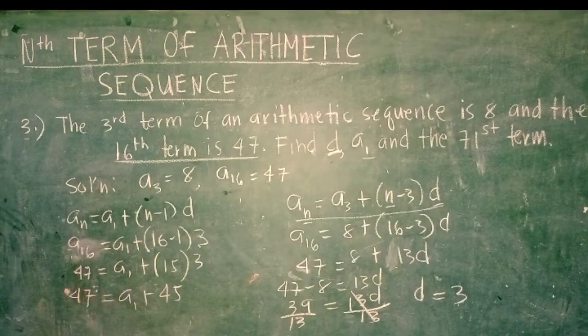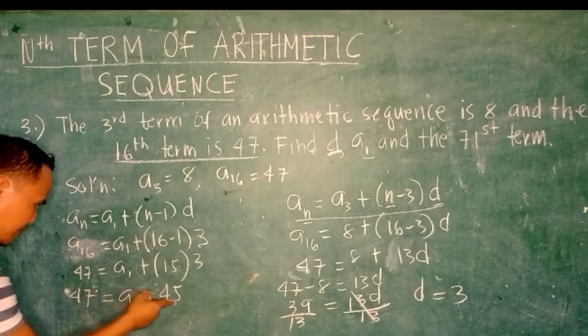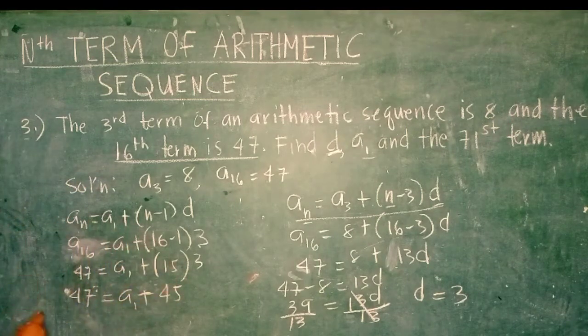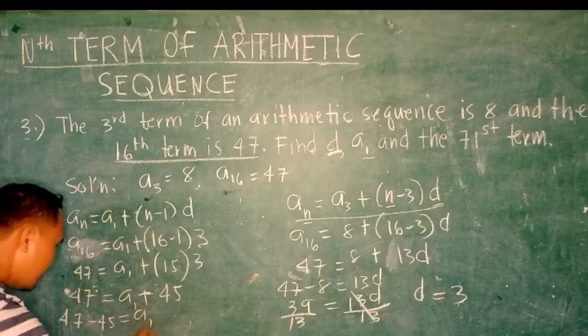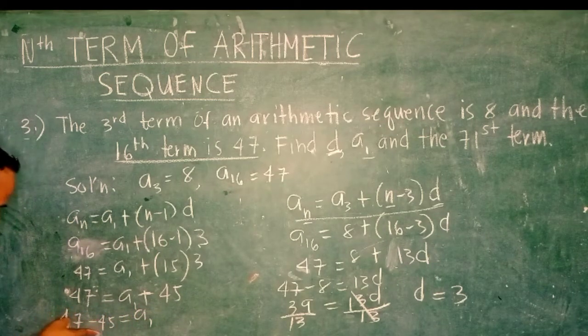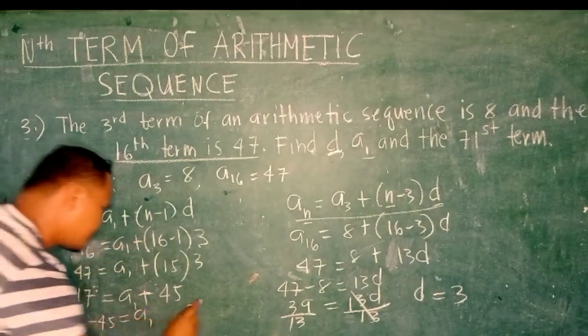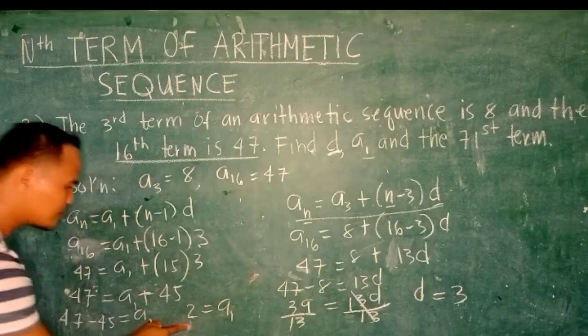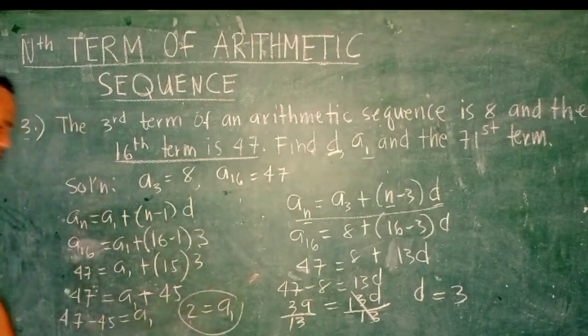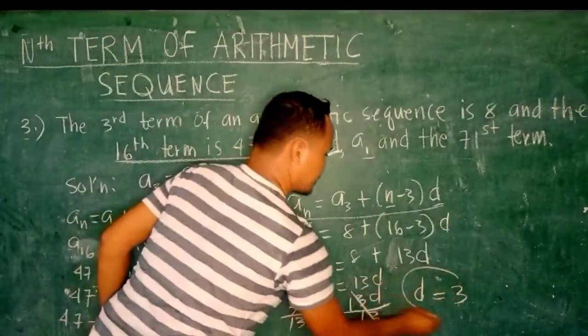So a sub 1 plus 15 times 3, that's 45. Copy 47 here. Since we cannot add this one, transpose 45 to the left side, so 47 minus 45 equals a sub 1. 47 minus 45, that is equal to 2. So therefore, the first term is equal to 2. Common difference is equal to 3.